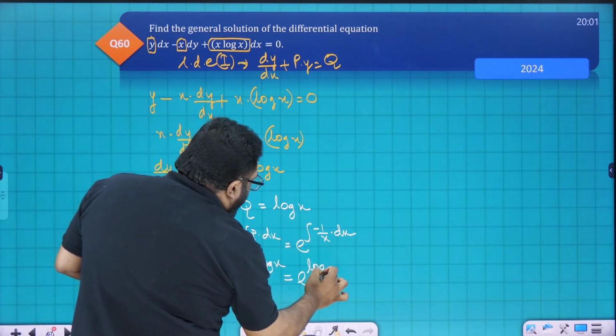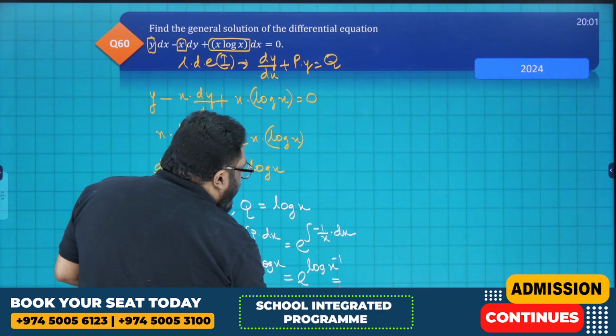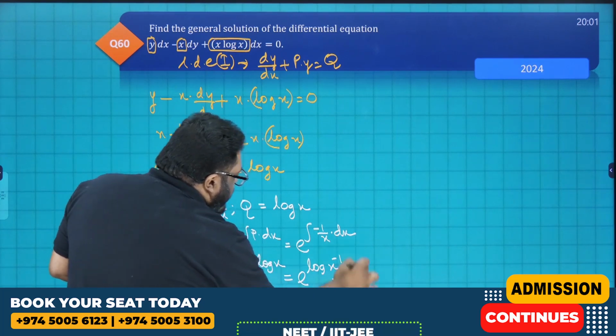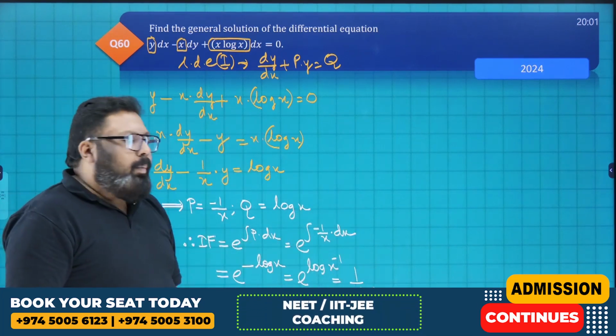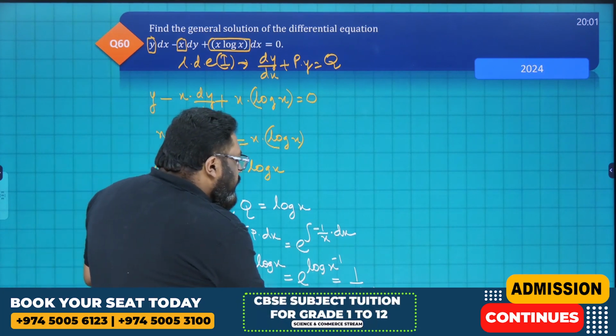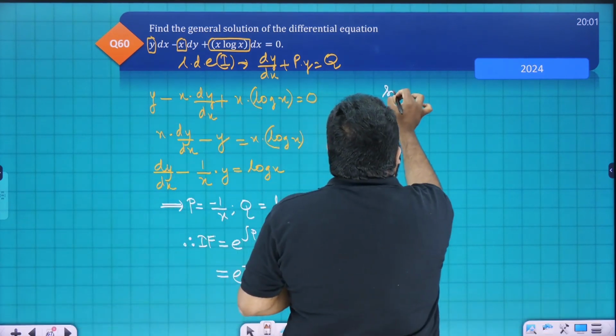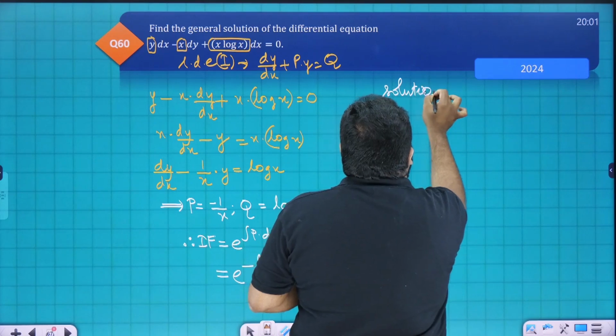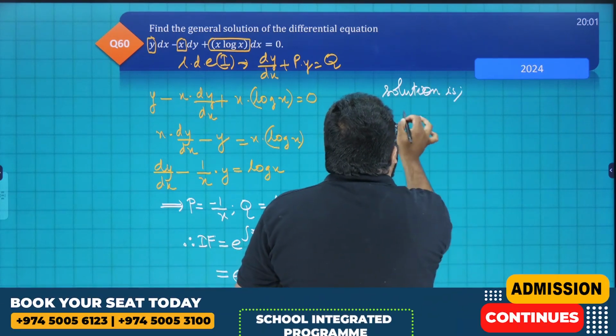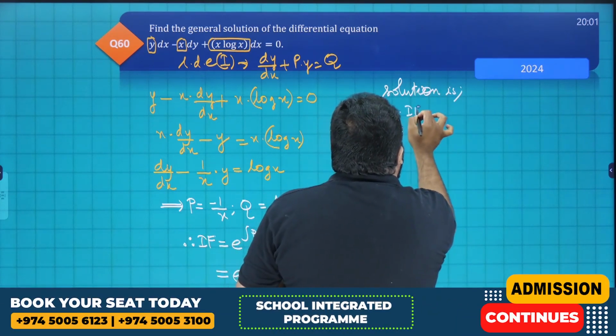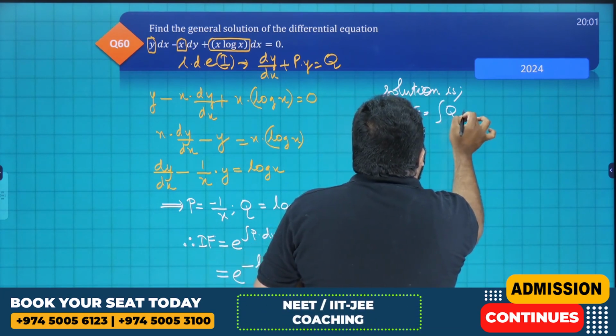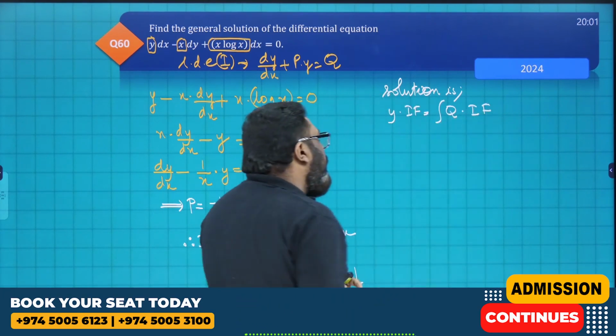e raised to log x raised to minus 1. Answer is x raised to minus 1, which is 1 by x. I got the integrating factor, my dears. So based on that, the solution is y into integrating factor is equal to integral Q into integrating factor.